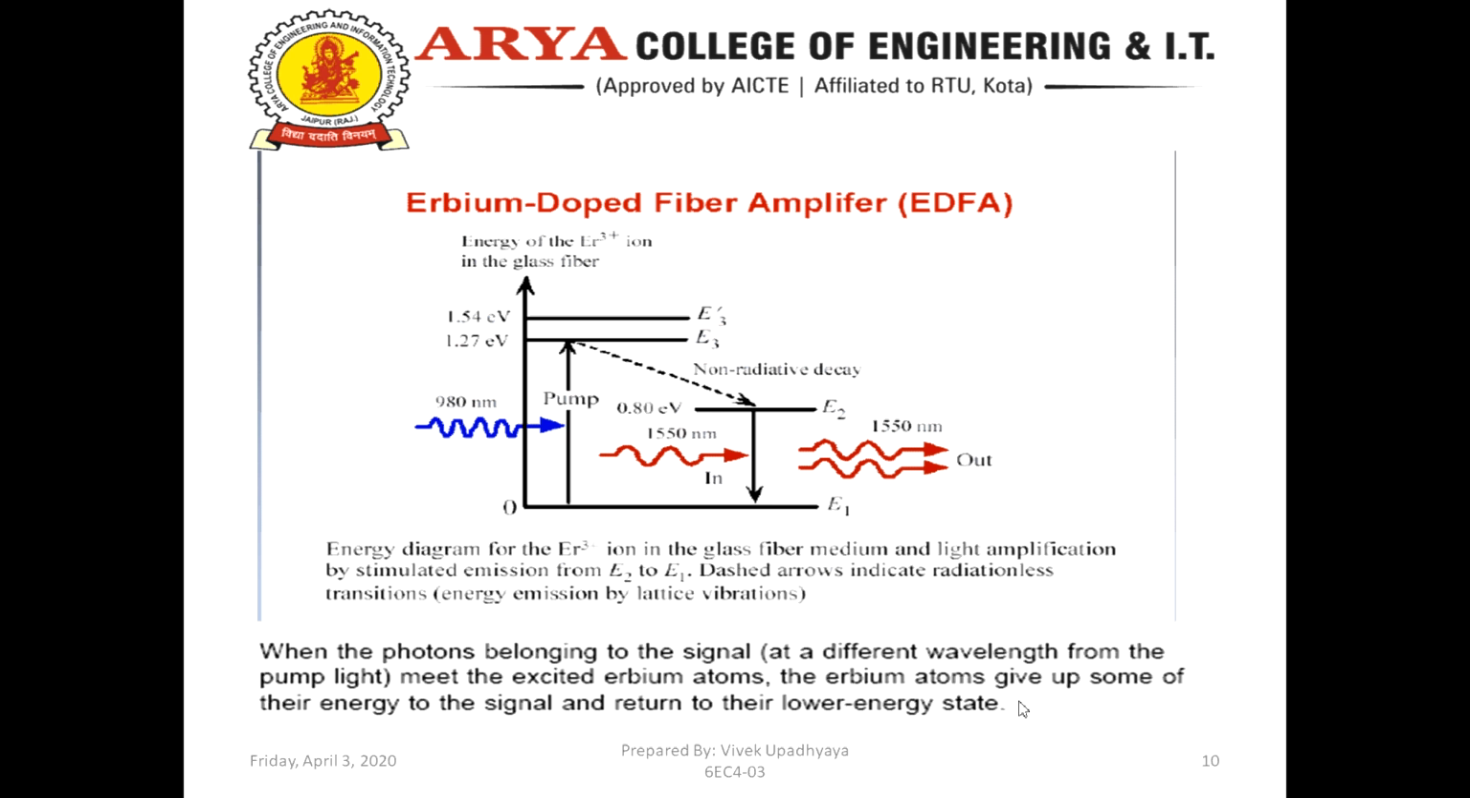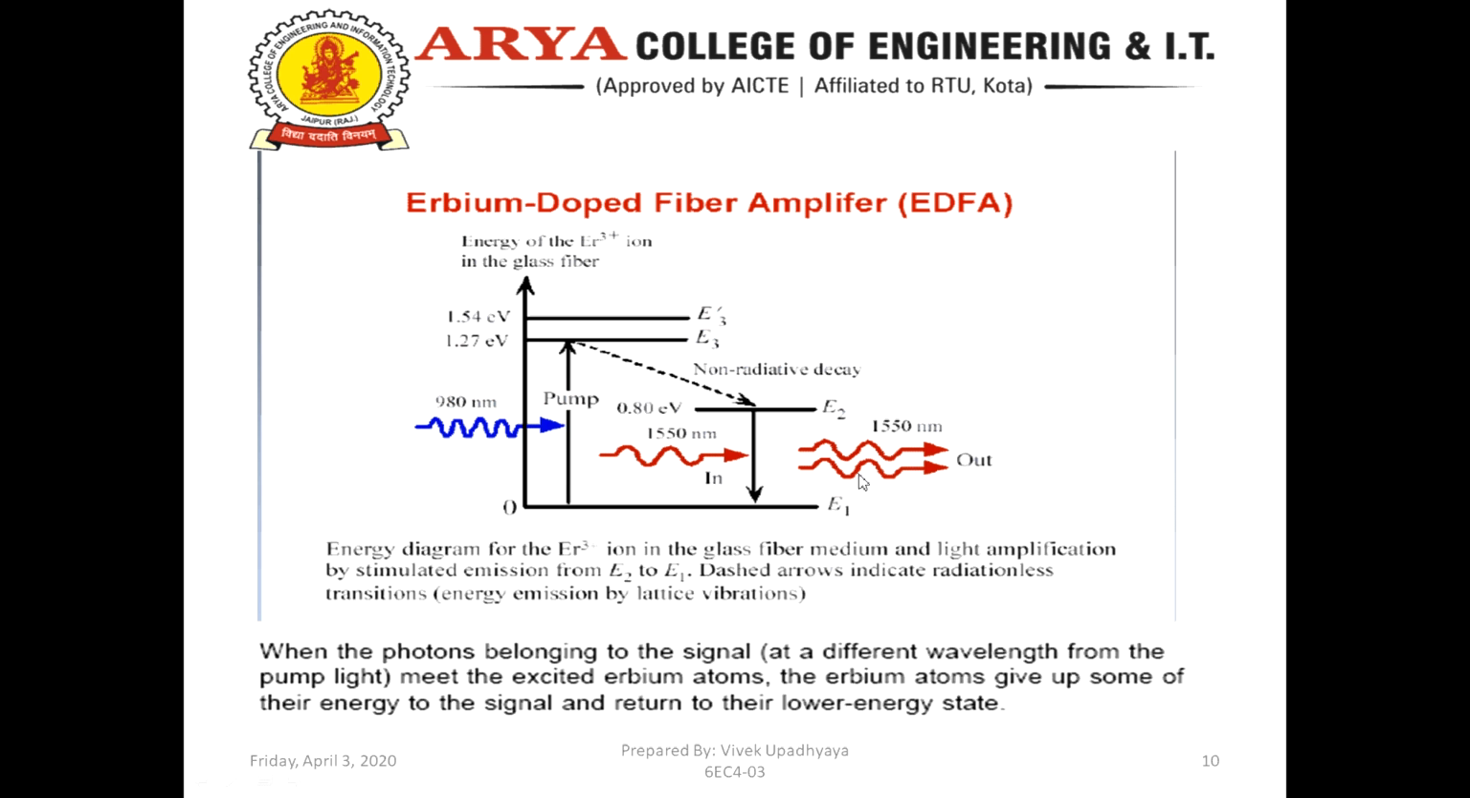The same is shown in this diagram also. When the photon belonging to the signal at a different wavelength from the pump light meets the excited erbium atoms, the erbium atoms give up some of their energy to the signal and return to their lower energy state. Again we can see that after the pumping, it comes to its lower energy state, and then the output power is increasing.